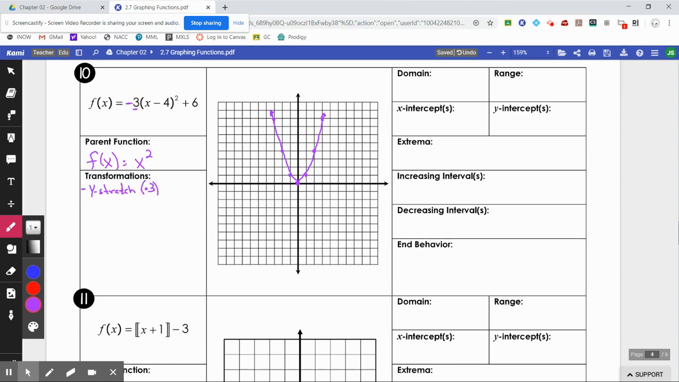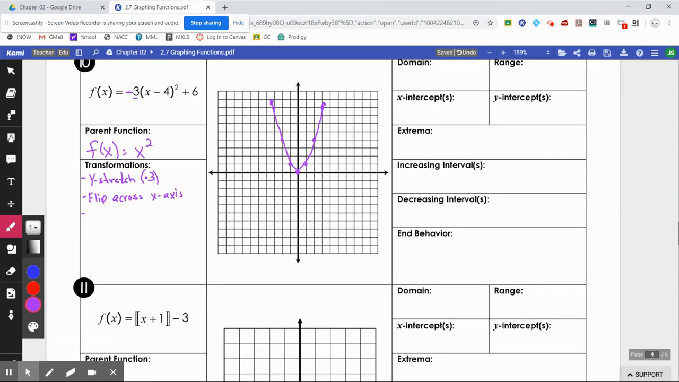We have a negative in front, so that's also going to be a y flip, an up and down flip, so that's going to be a flip across the x-axis. And that does always change your y value whenever you flip it that way. And then the last thing would be our right 4 because of the x value there, and then up 6. So we'll put right 4 and up 6.